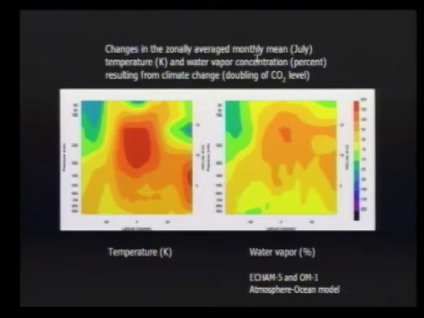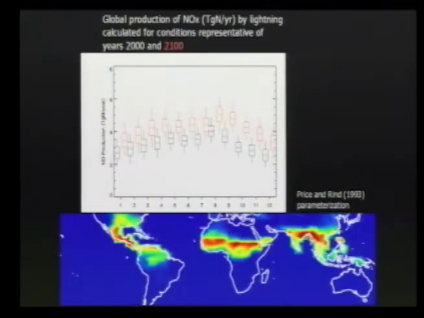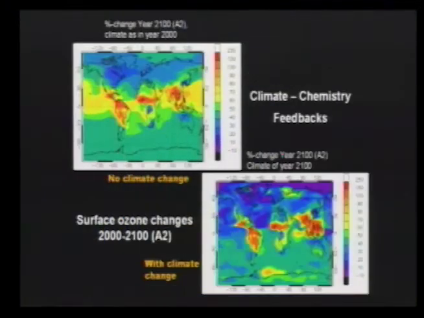This is the change in temperature, assuming a doubling of CO2. This is the change in water vapor, assuming also a doubling in CO2. And this is the calculated change in the NOx production from lightning, which is an increase of, I think, about 30%. When you look now, if you do a prediction for ozone change, which, by the way, is most pronounced in the tropics, as you can see, in year 2100 compared to 2000 using the A2 scenario, this is the case without climate feedback, and this is the change with climate feedback.